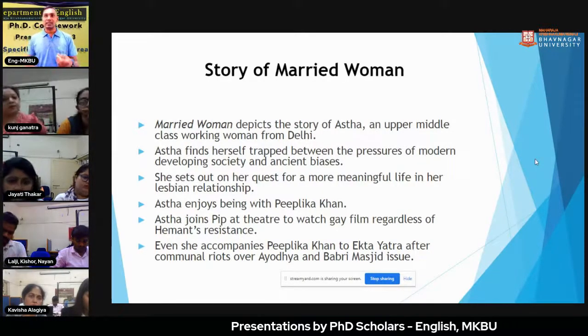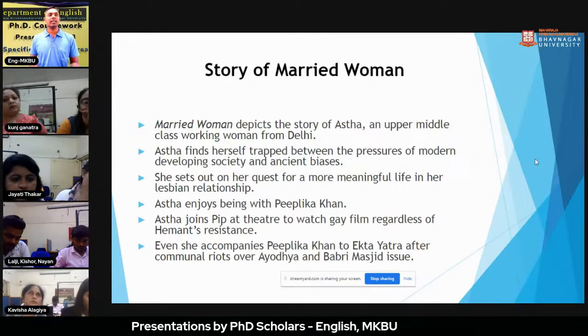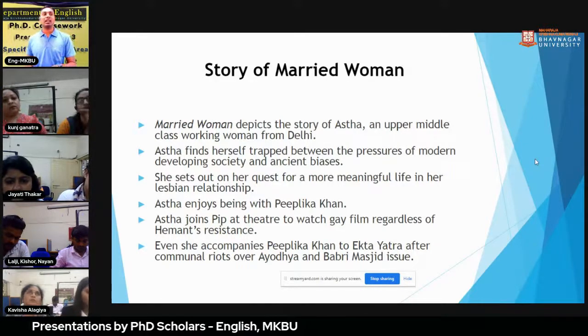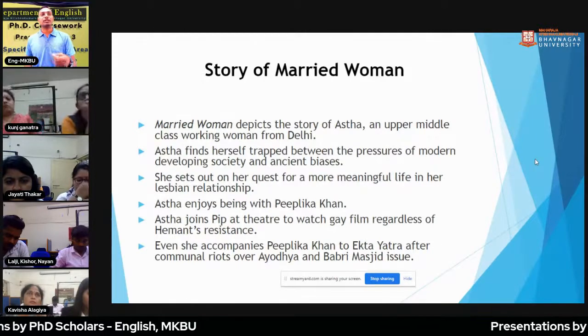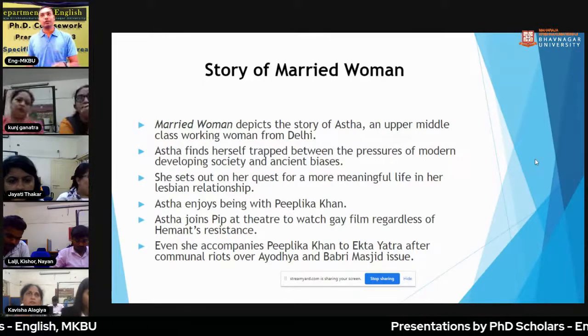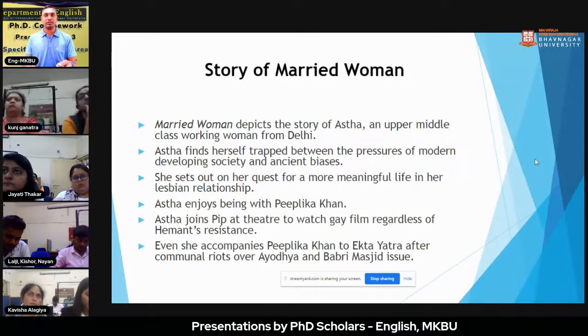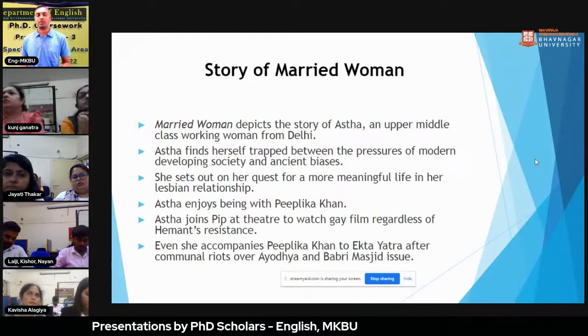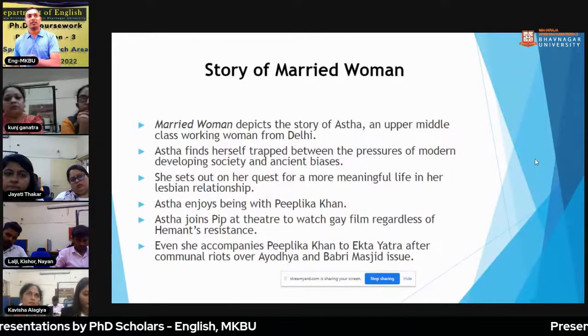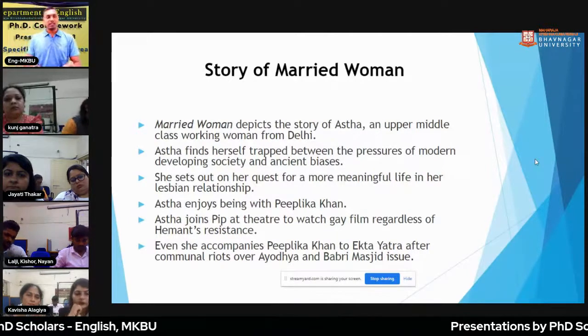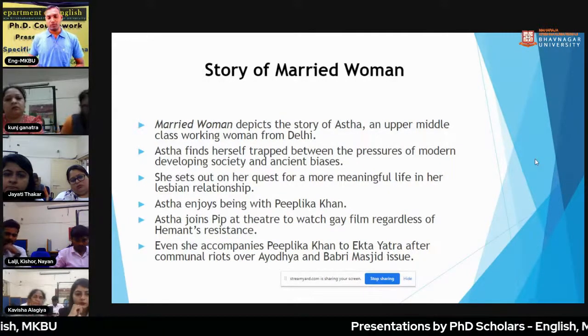Astha wants to go on the Ekta Yatra. She wants to accompany Piplika Khan. She was a widow of a Muslim husband. She was Hindu basically, but she gets married. So interreligious marriage is also a theme of this particular novel, which is explored by Manju Kapoor. In fact, it's a reflection of facts. That is what she talks of most of the time.